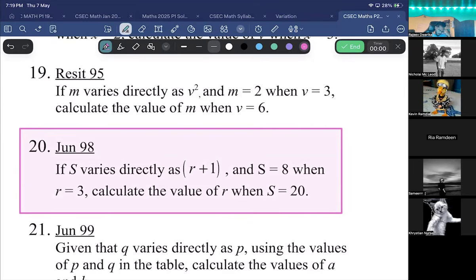Well, you get the correct answer for key. Your working is a bit wonky, but you get the correct answer for key. And you just had to continue if you want to find for R. So you have 20 is equal to 2 by R plus 1. You had to find for R.